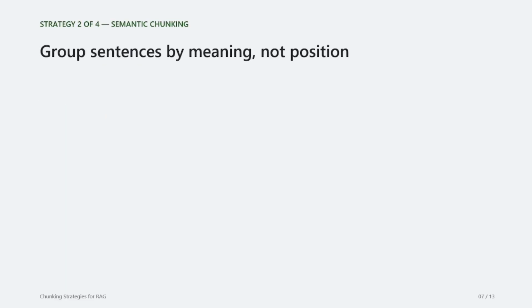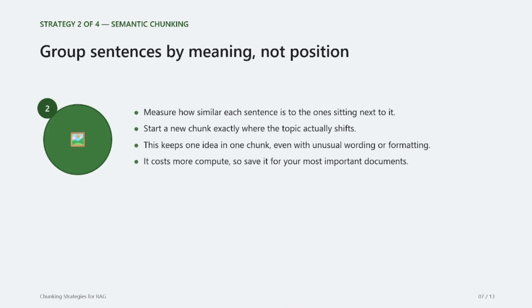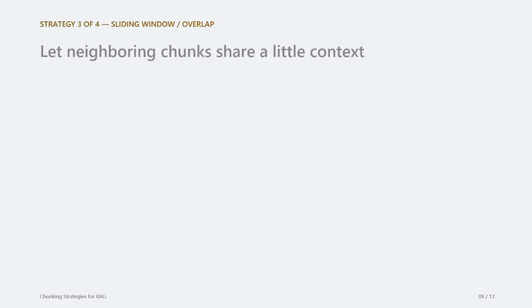Strategy number 2, semantic chunking. Measure how similar each sentence is to the ones sitting right next to it and start a brand new chunk exactly where the topic actually shifts. This keeps one idea in one chunk even when the wording is unusual. It costs more to compute, so save it for your most important documents. It's like sorting trip photos by what's exactly happening in them, not by the order they were taken.